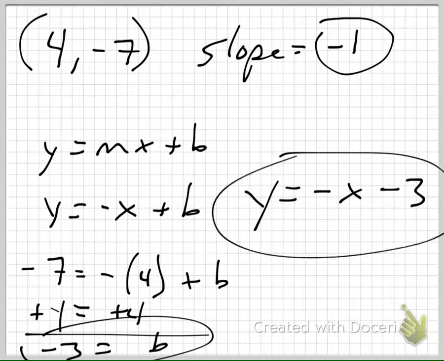How many of you have y equals -x minus 3? Does it make sense? You're getting that stuff? You should. Don't do that. Don't put a 1. Okay.